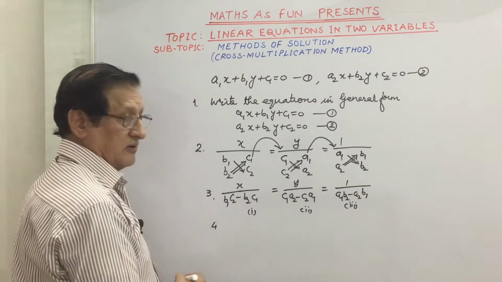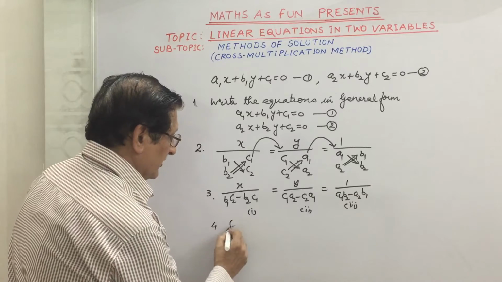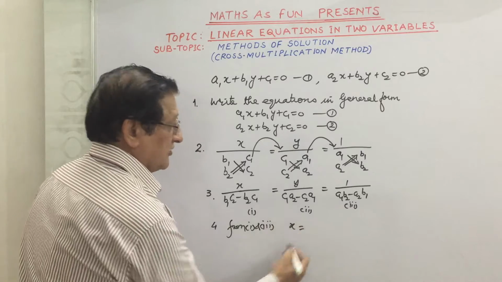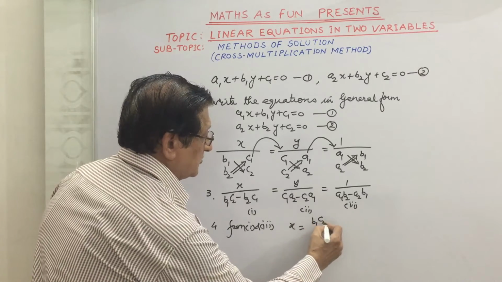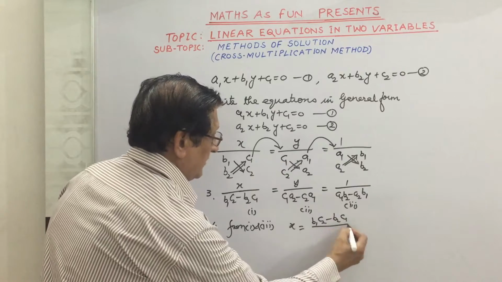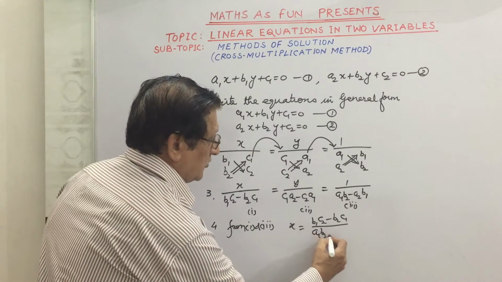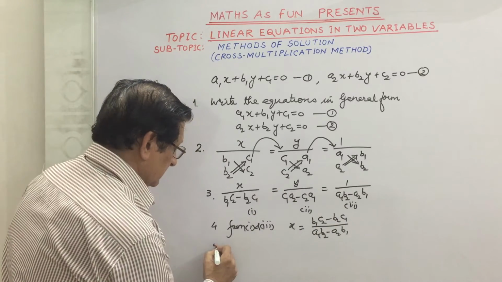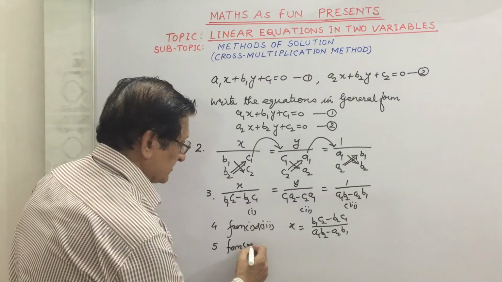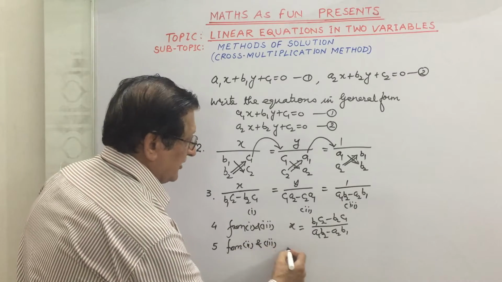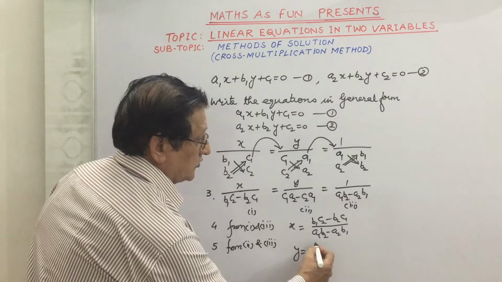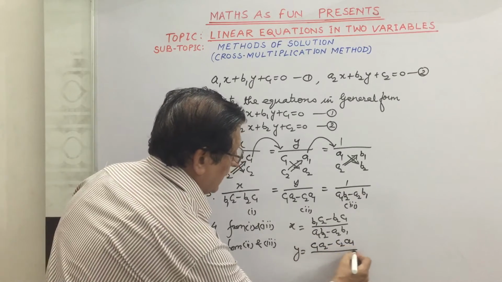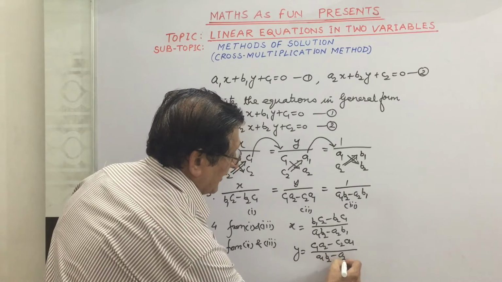In the fourth step, from the first and third expression we can get the value of x, and that is (B1 C2 minus B2 C1) upon (A1 B2 minus A2 B1). And from second and third, we get y is equal to (C1 A2 minus C2 A1) upon (A1 B2 minus A2 B1).